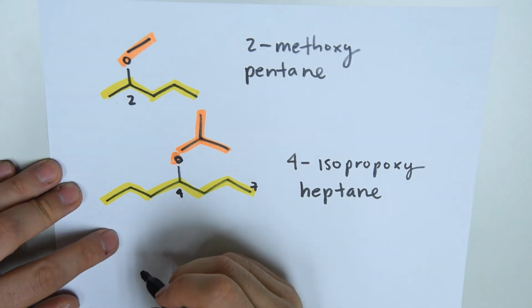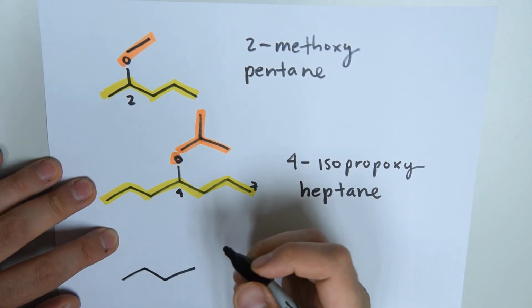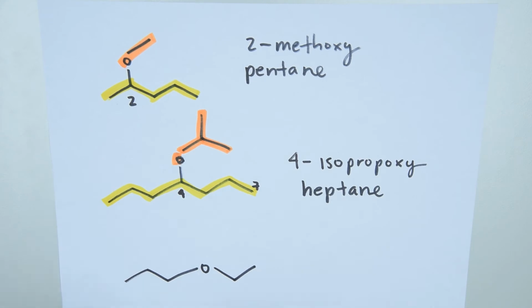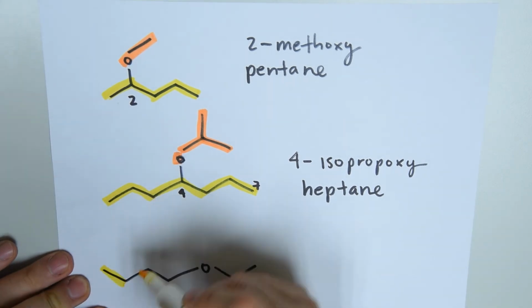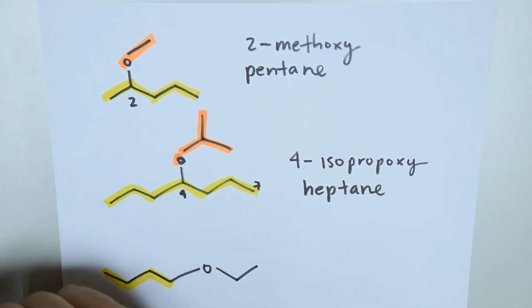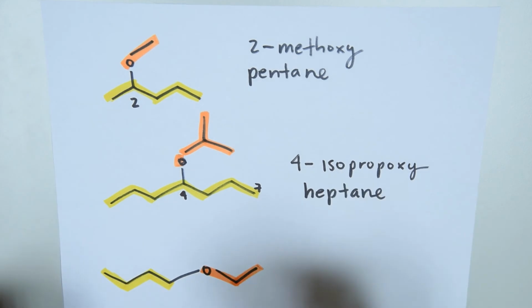Let's look at one final example. And we're going to draw this, this, and then this. My longest chain is how many carbons long? I'm going to count them. It's going to be 4. So let's see. 1, 2, 3, 4. Attach the oxygen. And on the oxygen we have 2 carbons.